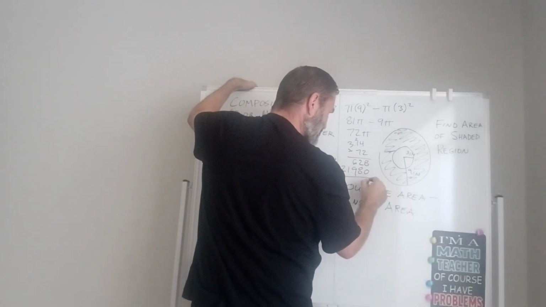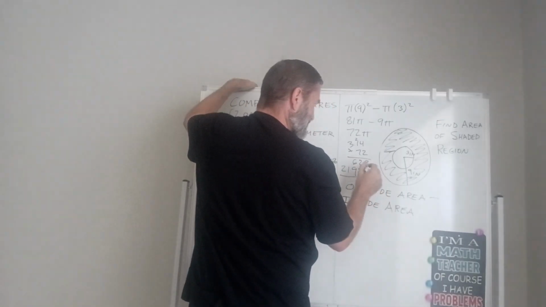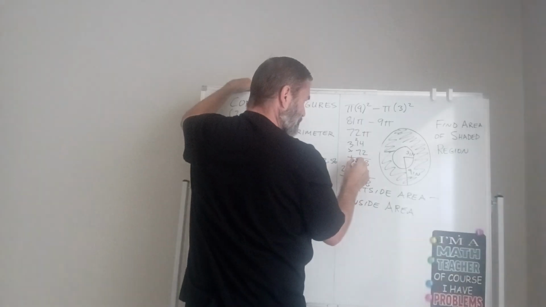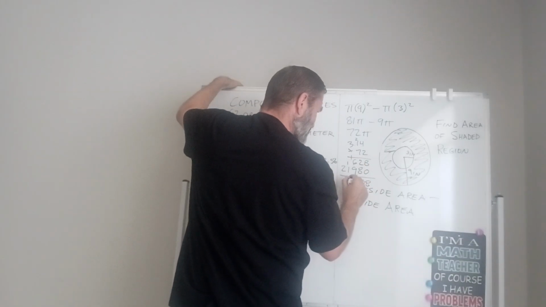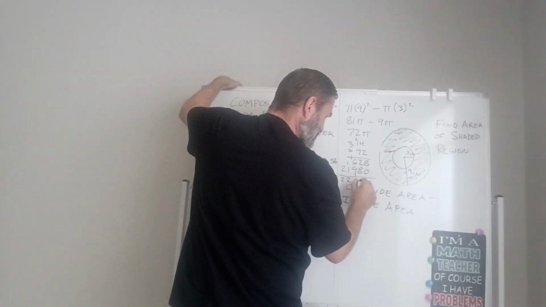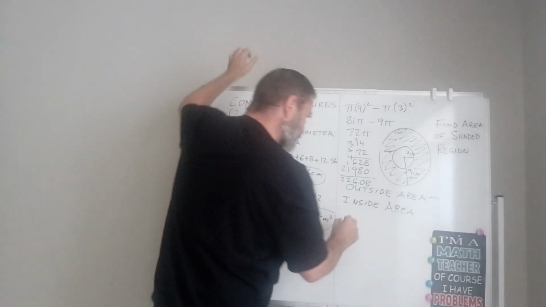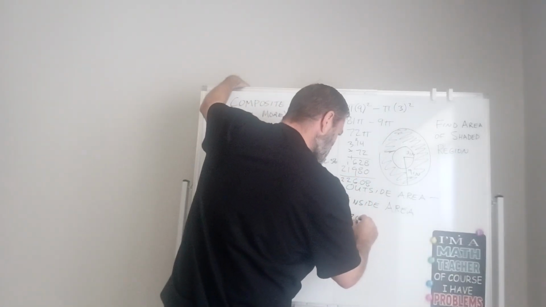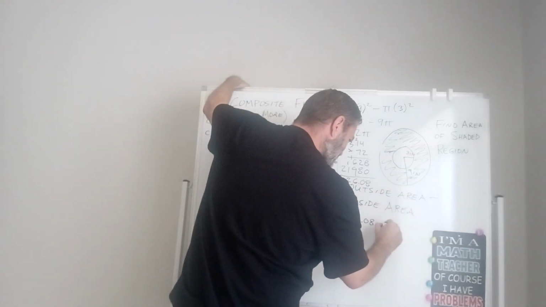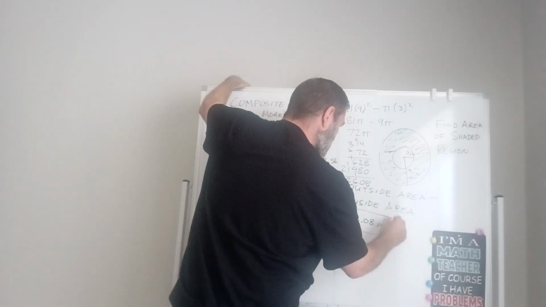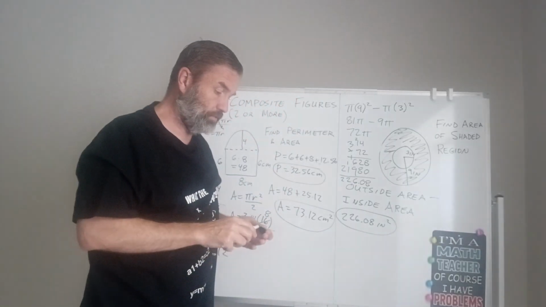Now when we add these together, that's going to give us 8. That's going to give us 10. Carry the 1. 1 plus 6, 7 plus 9 is 16. Carry the 1. 2 and 2, and we come in 2 decimal places, so you see 226.08. So we would write 226.08, and in this case I made it inches squared. And there you have it. That's how you do composite figures.